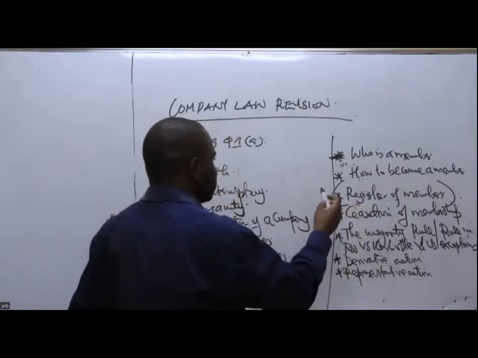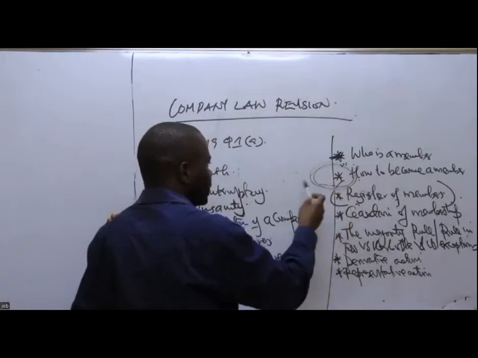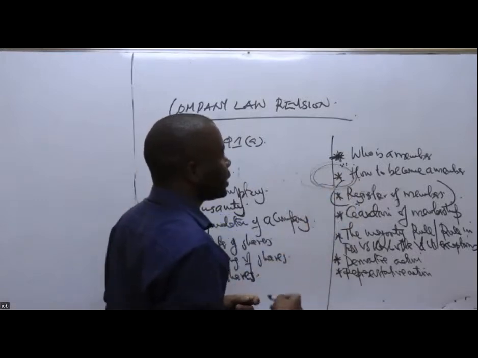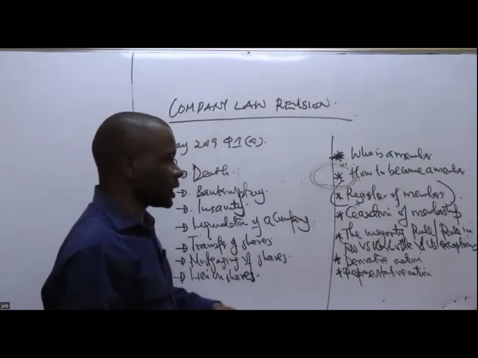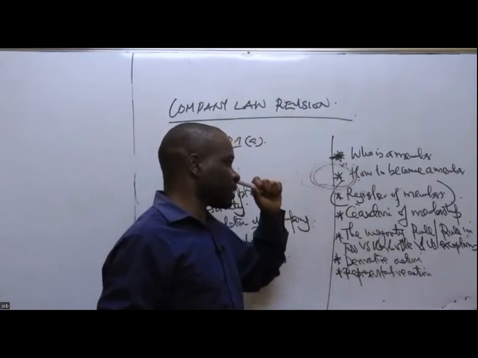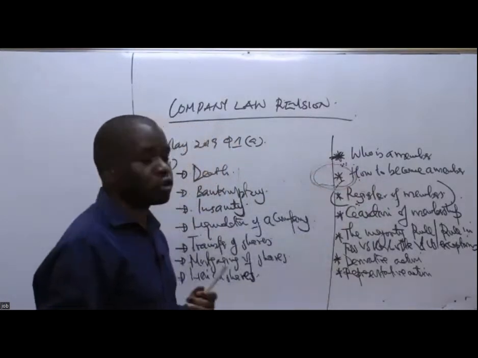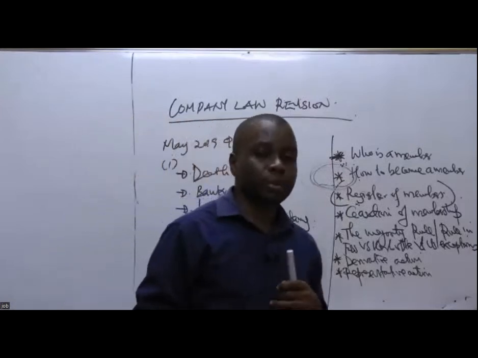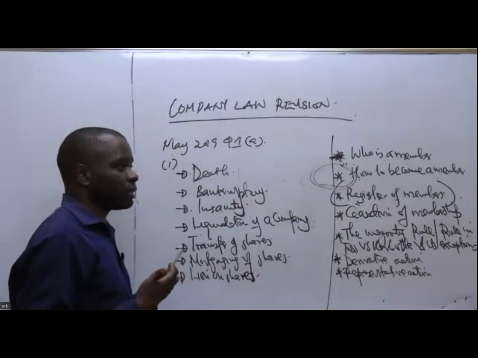I've told you the ways of how you can become a member: any way that can lead you to acquire or get shares of the company. In this case, for example, if the shares are allotted, you can become a member of a company through, number one, allotment of shares. So that is one of the ways of becoming a member of a company.